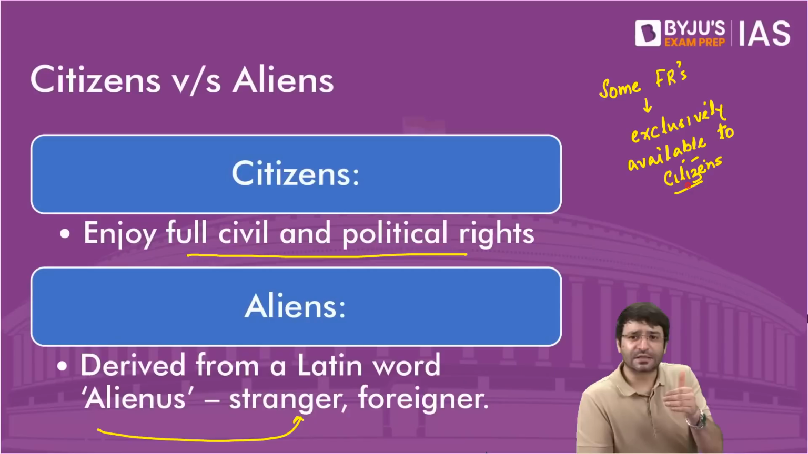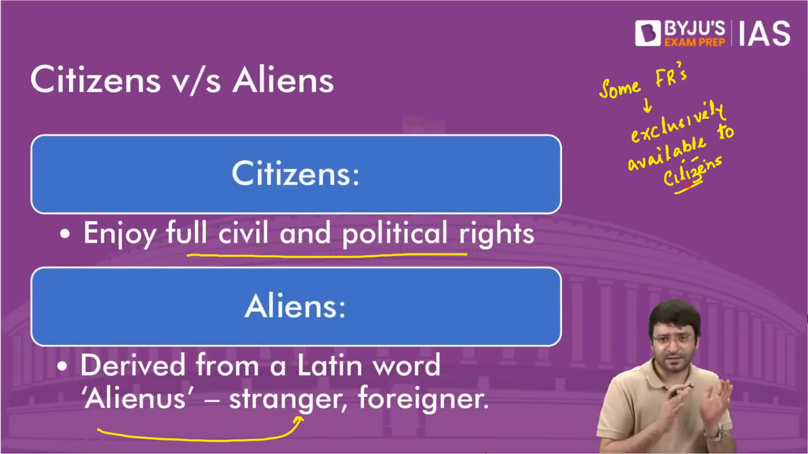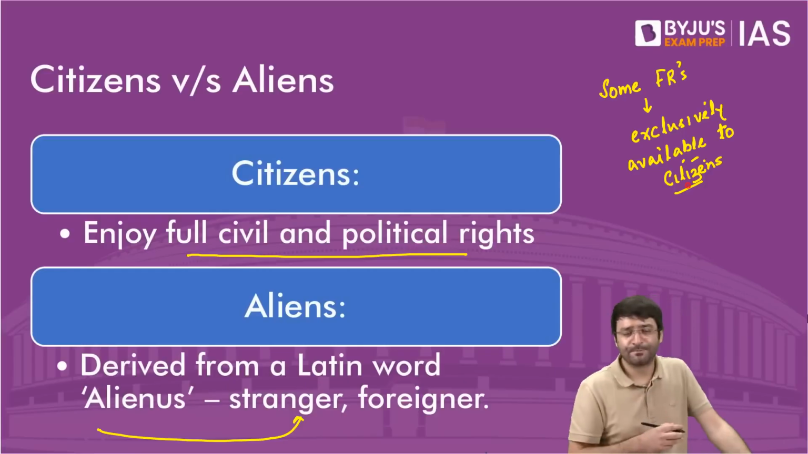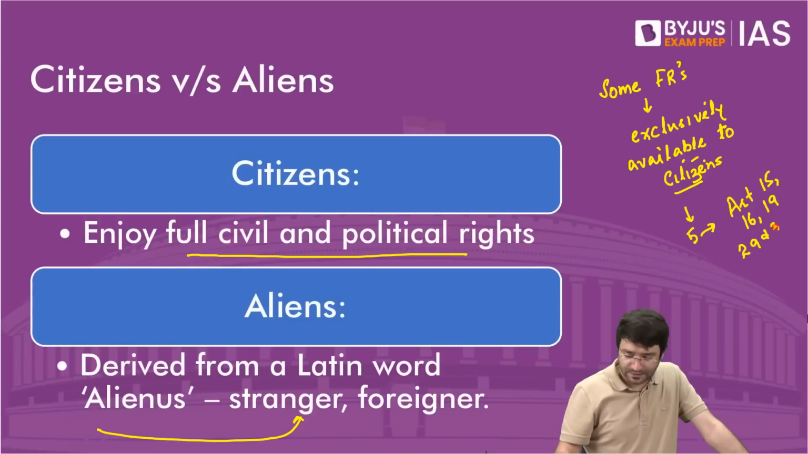Next week, we will discuss fundamental rights. Fundamental rights are available to citizens as well as aliens, citizens as well as foreigners. But there are some fundamental rights which are exclusively available to citizens. And there are 5 such fundamental rights. Article 15, 16, 19, 29, and 30.